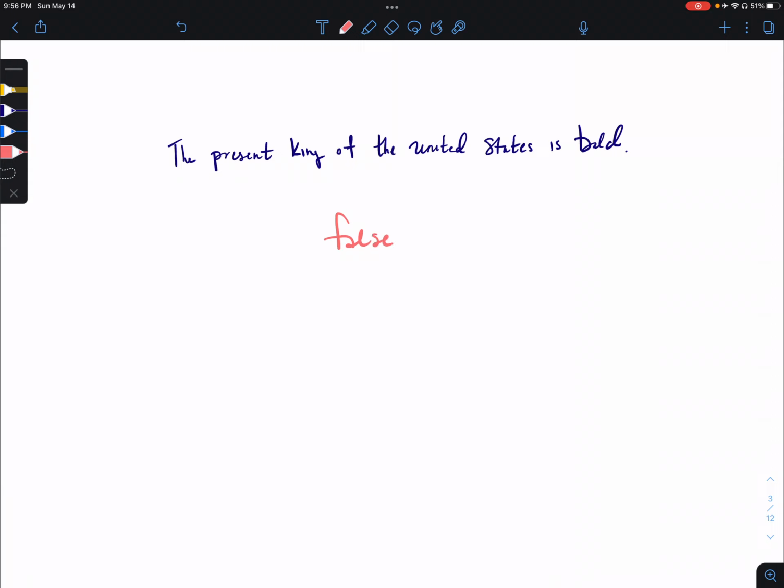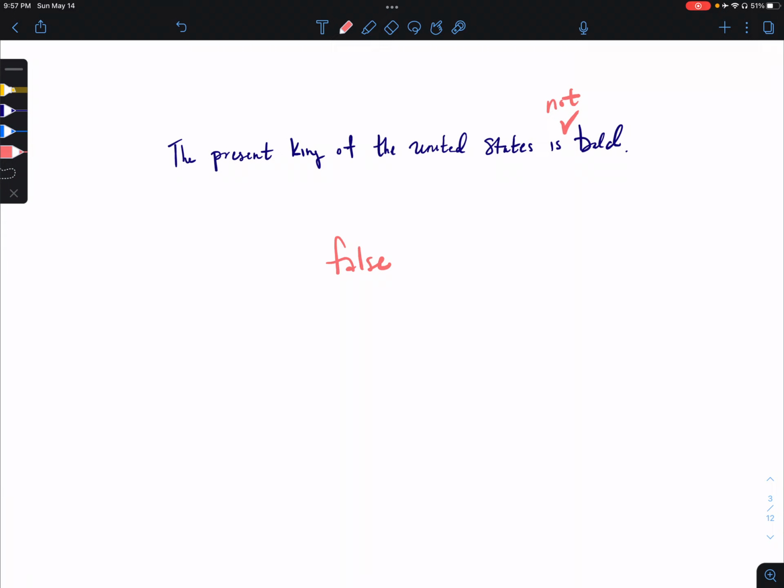Obviously false, right? But what about the negation of this proposition? What if we add the present king of the United States is not bald? Now what's the truth value of the proposition? Still false, right? So this looks like a case where the proposition and the negation of that proposition are both false, which seems like a problem for the law of excluded middle.